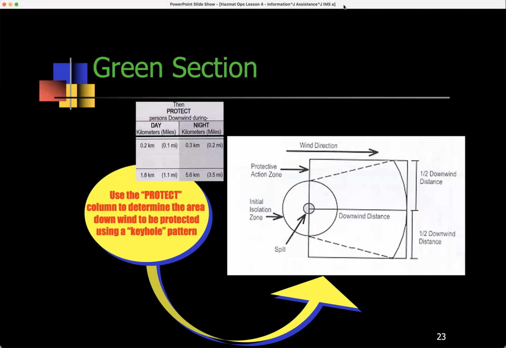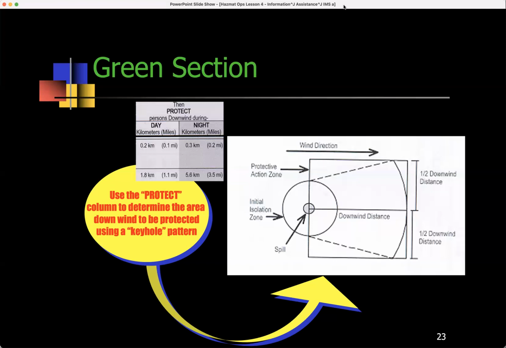Protective action is either evacuation or shelter in place. Those are your two choices. We'll talk about the considerations on which one you choose later.